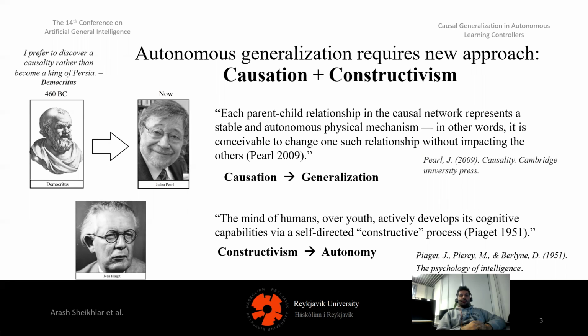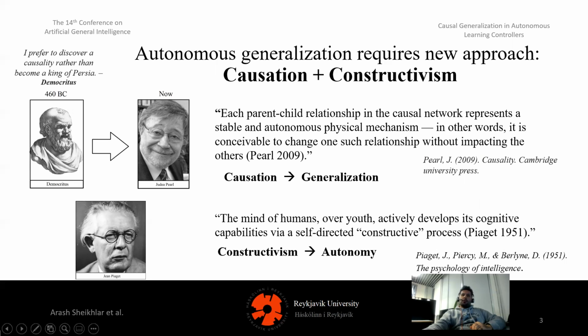Causation has a long history which goes back to 460 BC to Democritus, but it had not been formalized until the 20th century. One of the recent attempts of mathematizing causality was done by Judea Pearl, and Judea Pearl in his book states that each parent-child relationship in a causal network represents a stable and autonomous physical mechanism. This actually means that if an agent can discover those physical mechanisms, he can use them in variations of tasks. In other words, if you can find those causal mechanisms, you can transfer them in different scenarios of the same environment. So the causal knowledge is task independent.